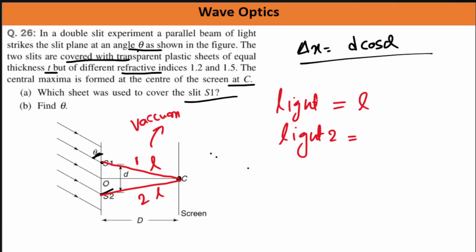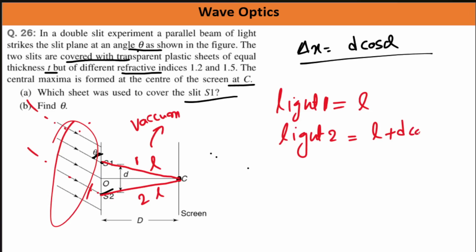लाइट 2 तो लाइट 1 भी बहुत सारा डिस्टेंस कवर किया है. सो लाइट 1 और लाइट 2 के बीच का जो डिफरेंस है उसको आप लाइट 2 में ऐड कर लो. सो L प्लस हाउ मच एक्स्ट्रा डिस्टेंस इट हैज ट्रेवल्ड इन दिस स्पेस, that is equal to d cos theta. So this is L plus d cos theta.